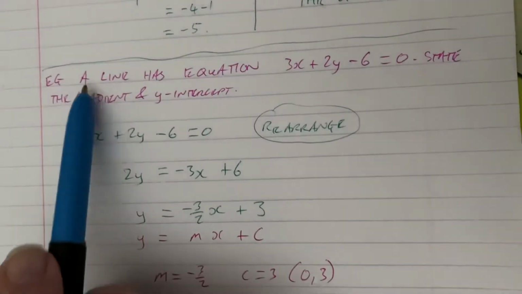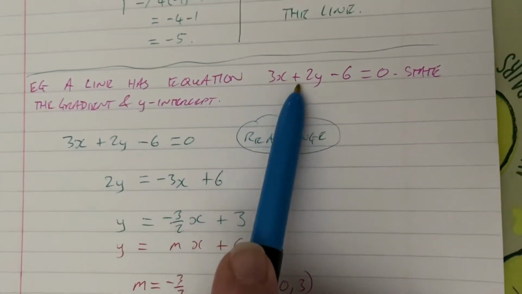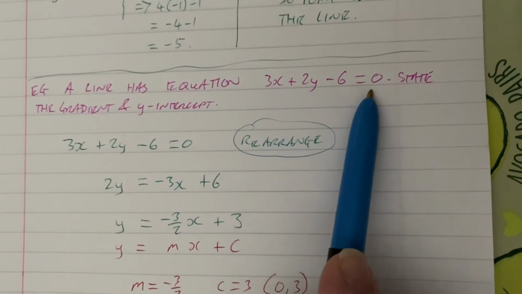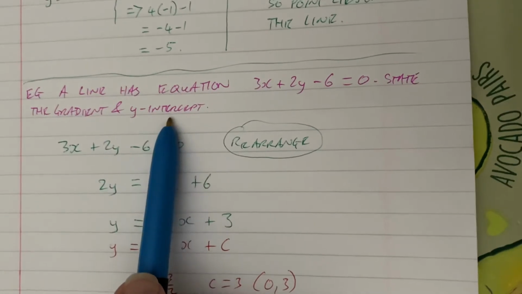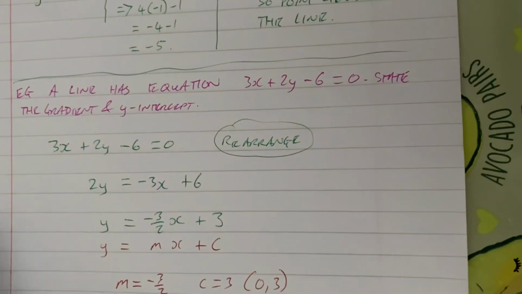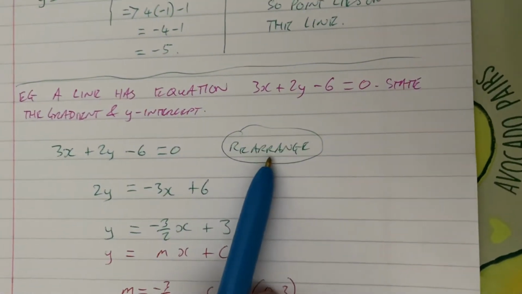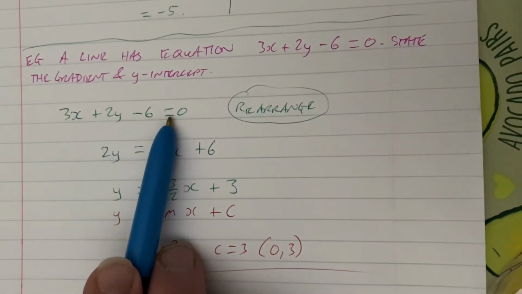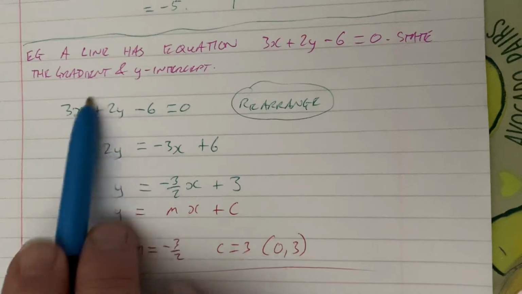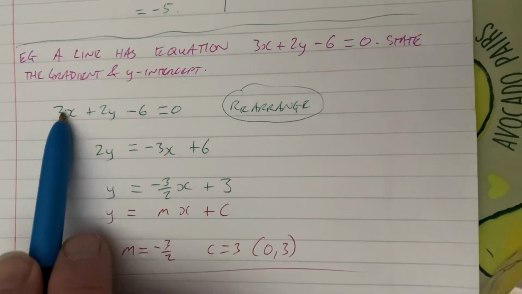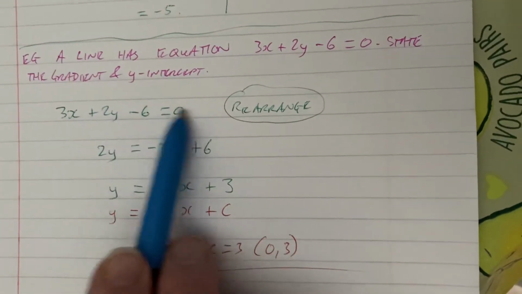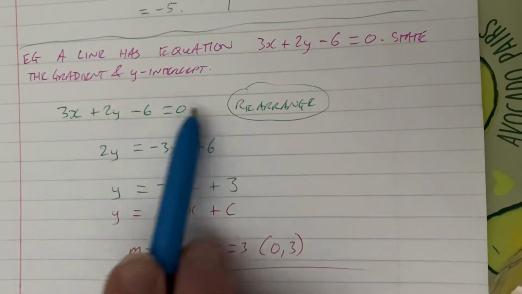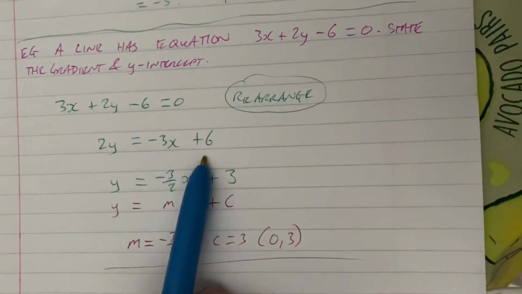So next one, a line has equation 3x plus 2y minus 6 equals 0. State the gradient and y-intercept. So it has to be in the form y equals mx plus c, so we need to rearrange. So here we've got 3x plus 2y minus 6. This is positive, so it can stay on this side. So we move the 3x over and then 6 over. So we take 3x off each side and we add 6 to each side.